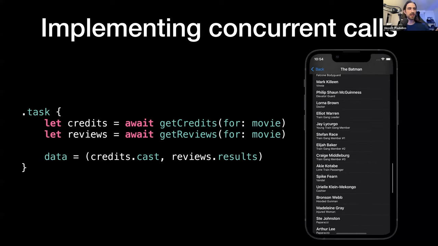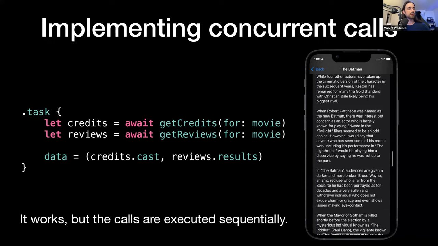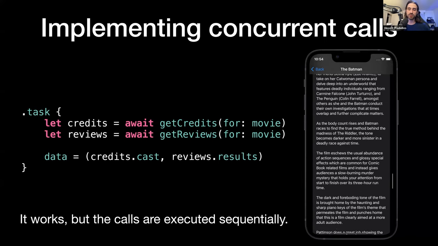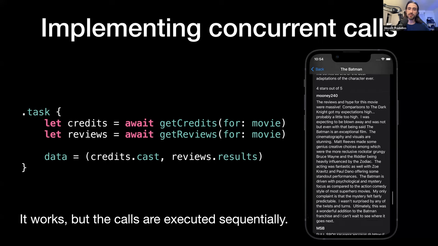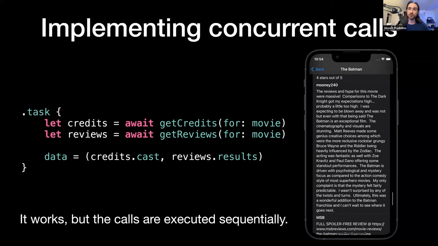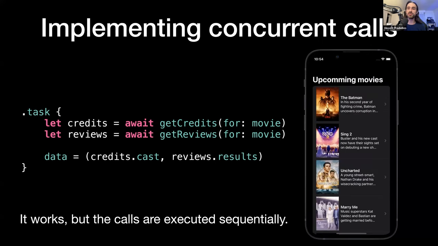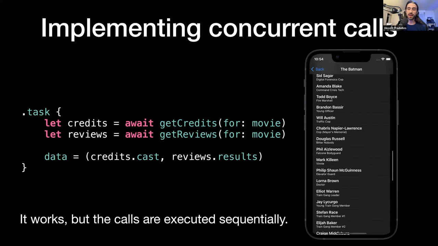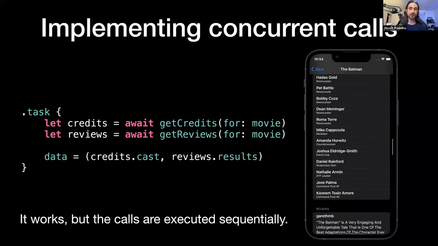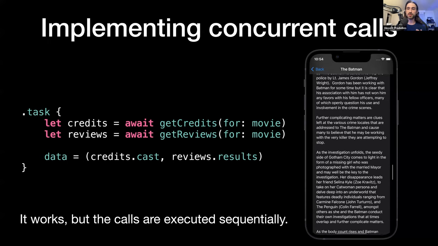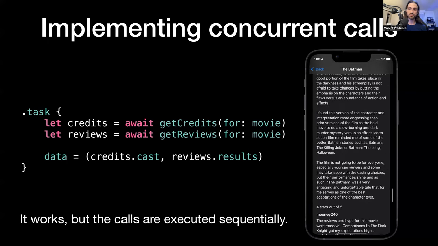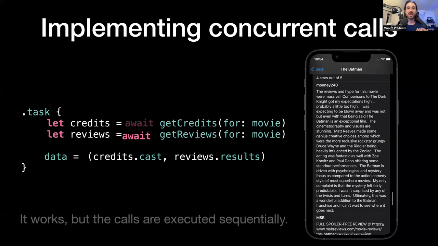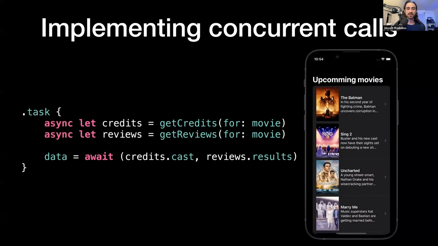So it's really very natural to do sequential calls. But we can go even further, because here the calls are called sequentially, even though there is actually no reason to, because they are using the same arguments. So we could totally run the two in parallel. And as it turns out, it's super easy to do, because there is a nice syntax that was added to Swift with async await, which is the async let syntax.